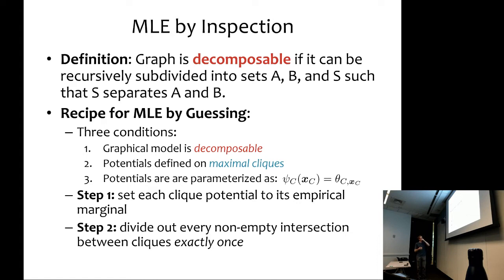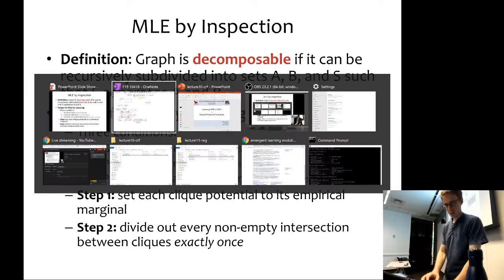So if you know which index of the potential function, which factor you're thinking about, and the value of the variables for that factor, xc, then you're just looking up the value in a table, theta c of xc. Okay, and step one is set each clique potential to its empirical marginal, and then step two is divide out every non-empty intersection between cliques exactly once. Okay. So this is exactly what we did.